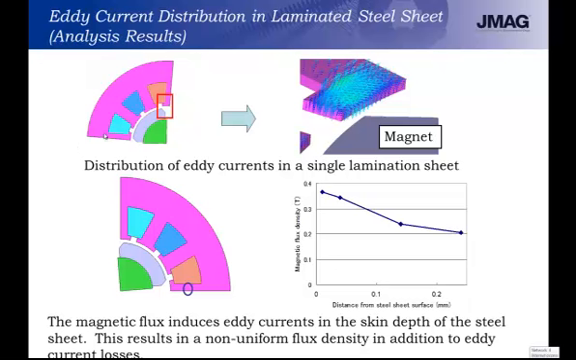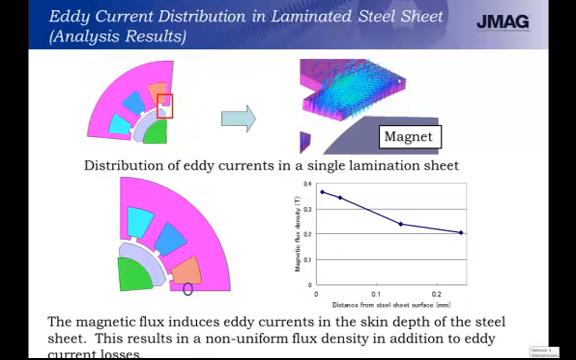If we look at that lamination sheet, we can see that the eddy current distribution is affected by the lamination. The eddy currents that are flowing move to the skin of the lamination sheet, and this affects the magnetic flux density. So, the magnetic flux induces eddy currents in the skin depth of the steel sheet, and this results in a non-uniform flux density in addition to eddy current losses.